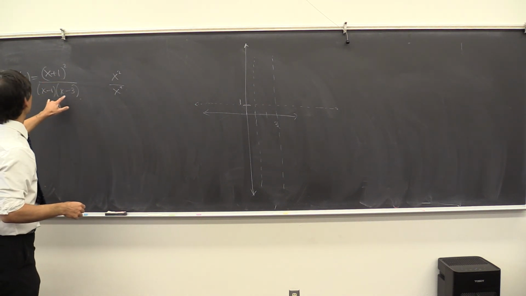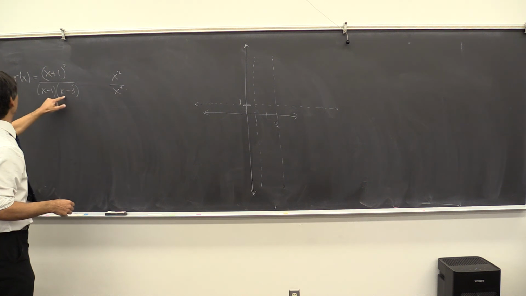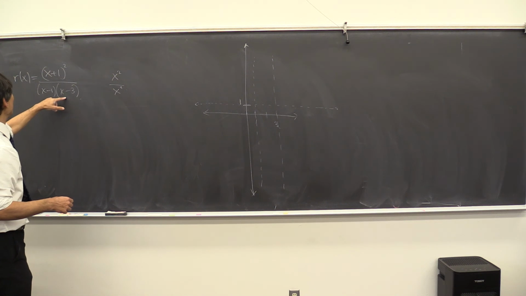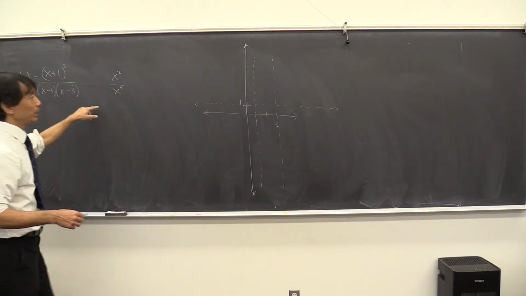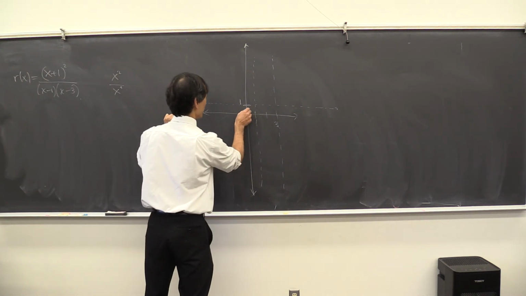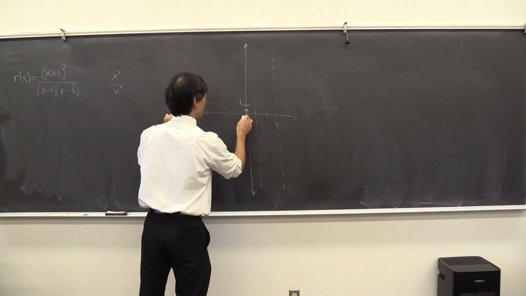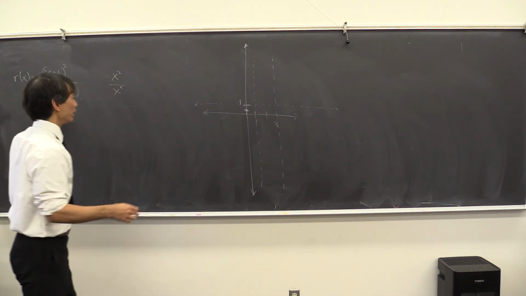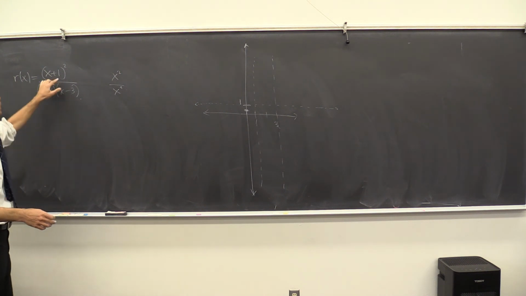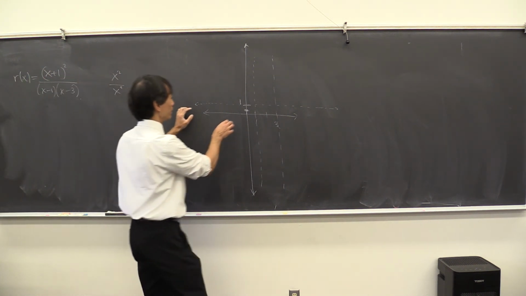The y-intercept is going to be 1 over 3. So we know that it's going to cross over here. And then the x-intercept is at negative 1. Yep, thank you.